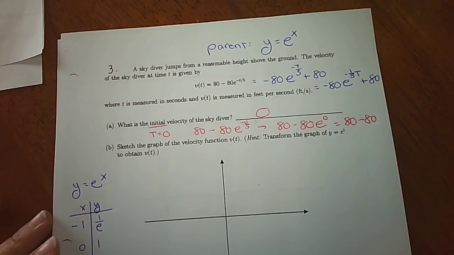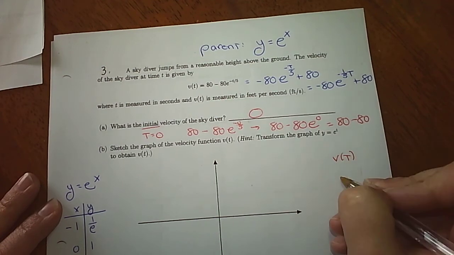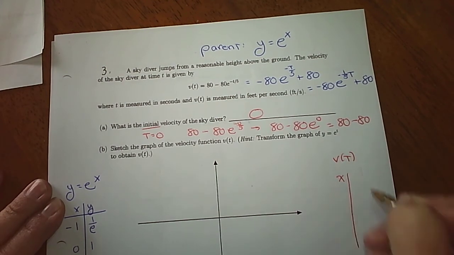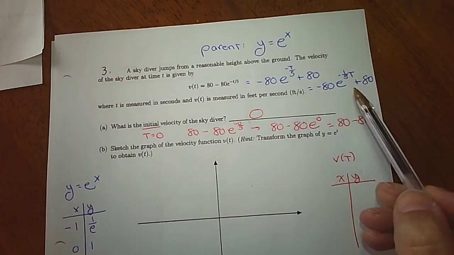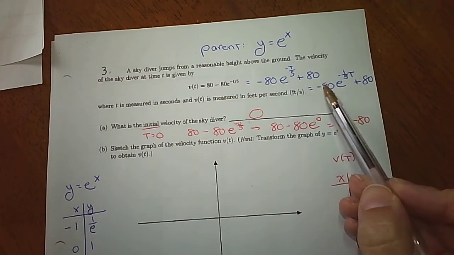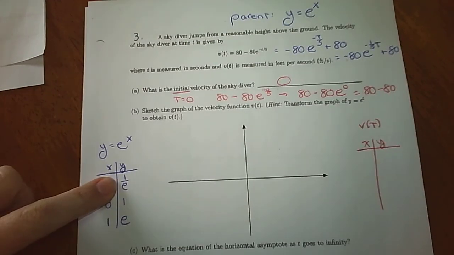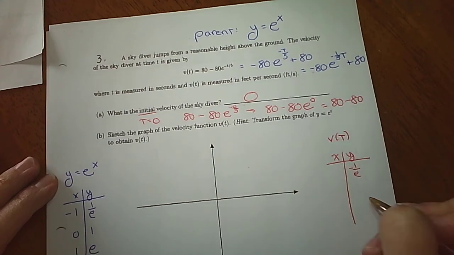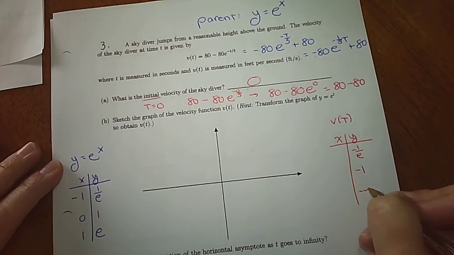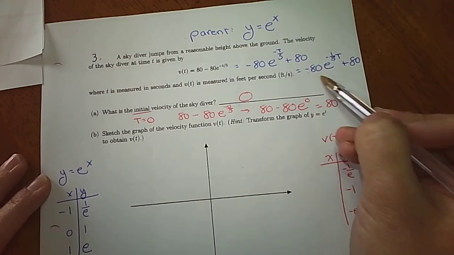All right, so I'm going to make a new xy chart. All right, so this is for v of t. Okay, I always go from left to right. So let's talk about the first thing I see. It's a negative. A negative out in front means I'm making the y's negative. So I'm going to take a look at the y values and we're going to negate them. So it's negative 1 over e, negative 1, negative e. All right. Now, that's the first thing I hit.